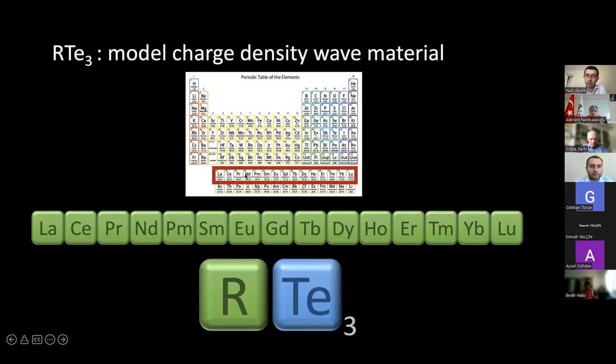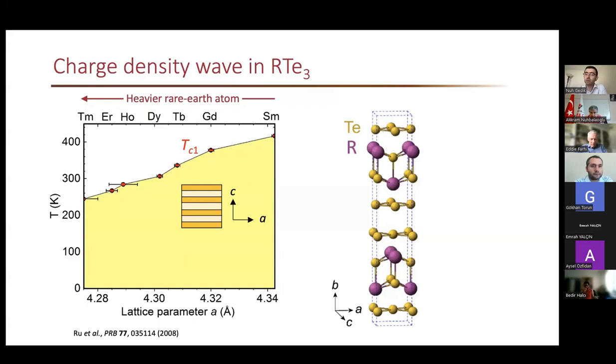Now, for all of these materials, you can make a phase diagram. They go through a charge density wave transition. Here are different rare earths, depending on how light or heavy they are. This is the temperature above which they don't have a charge density wave, but when you cool the material below it, a sinusoidal modulation develops in the C direction. The crystal structure looks like this, and the charge density wave develops in the C direction, like here.